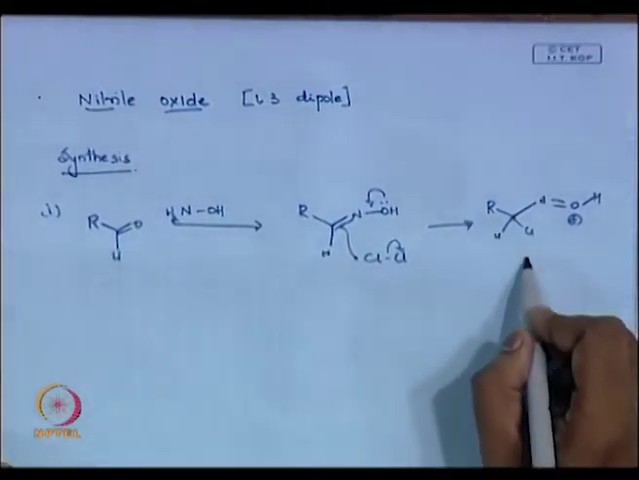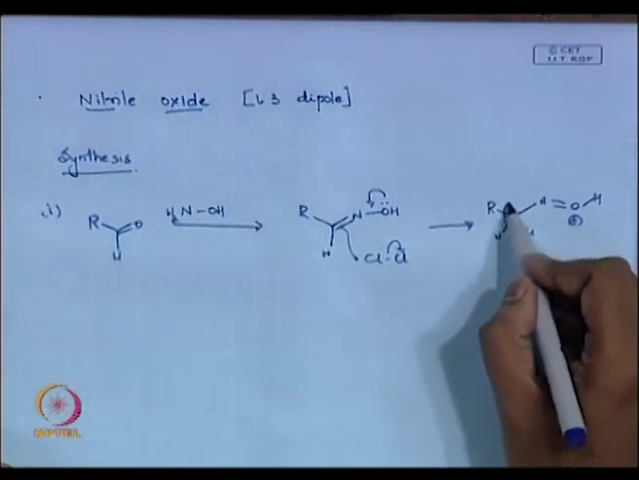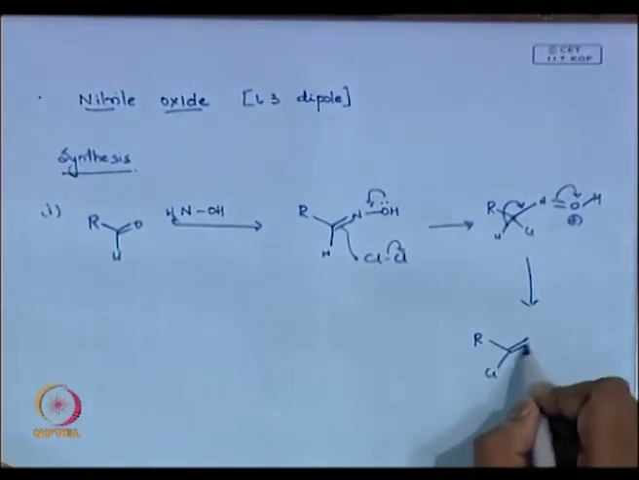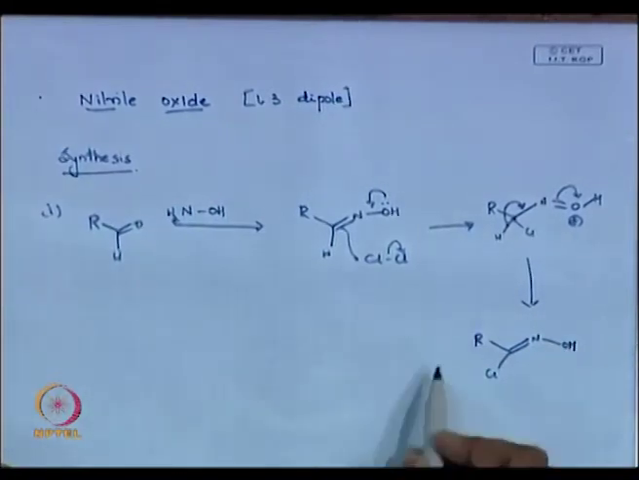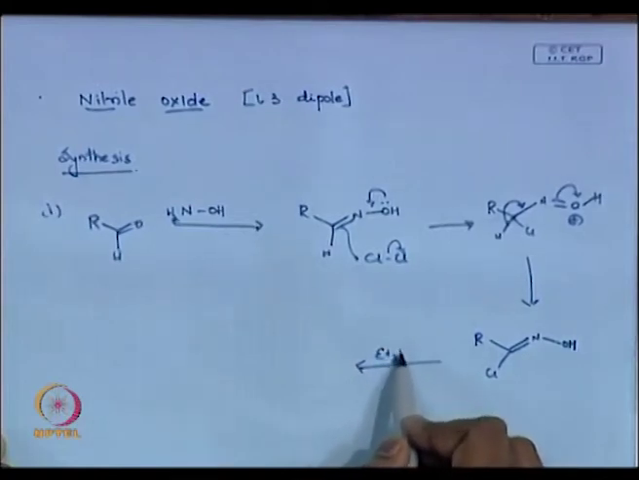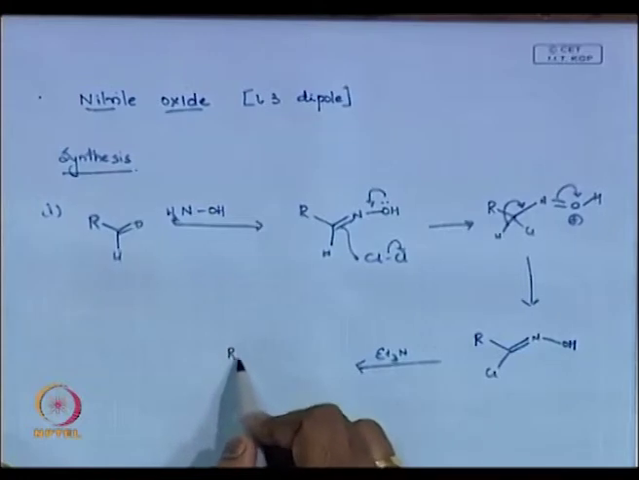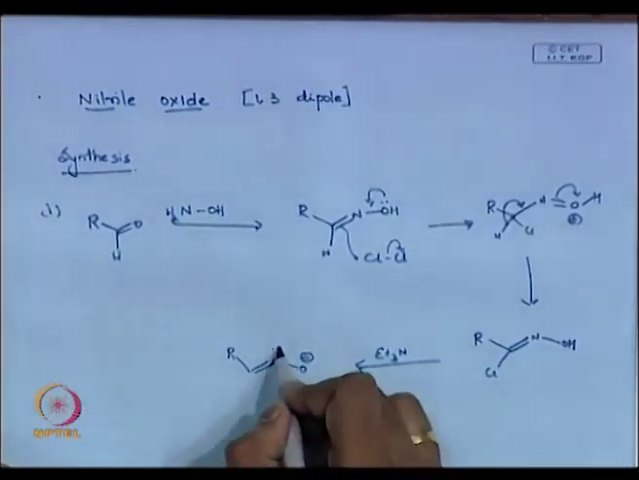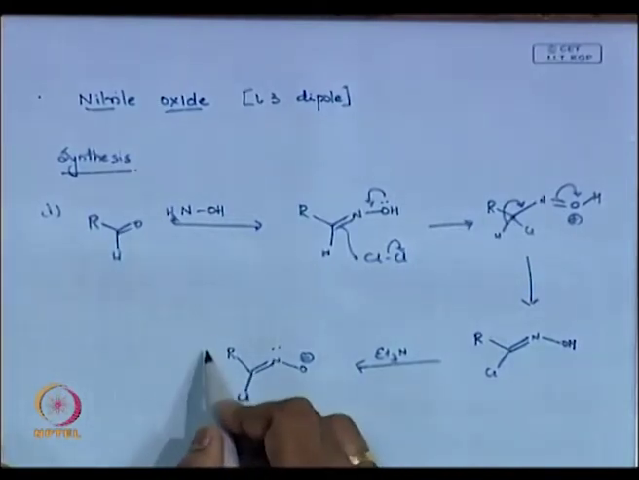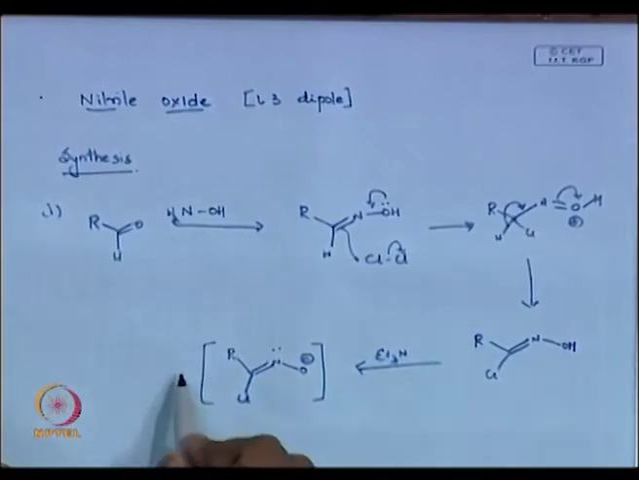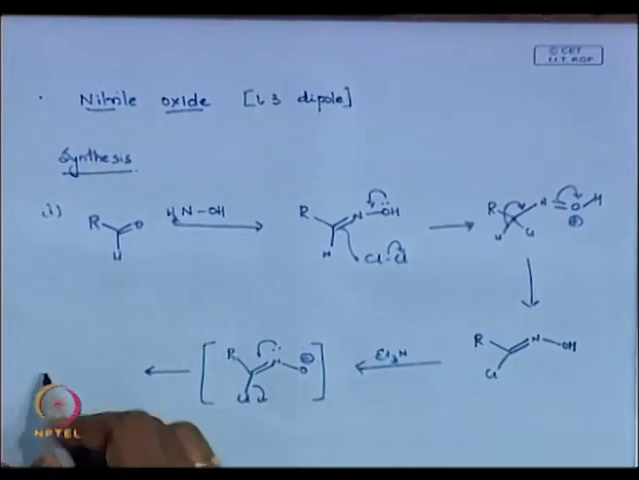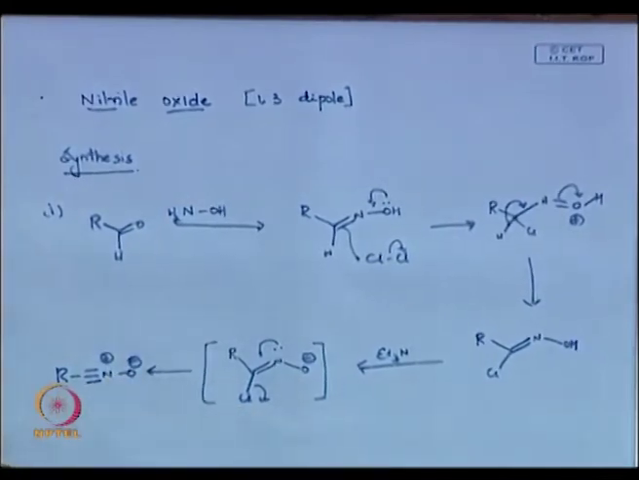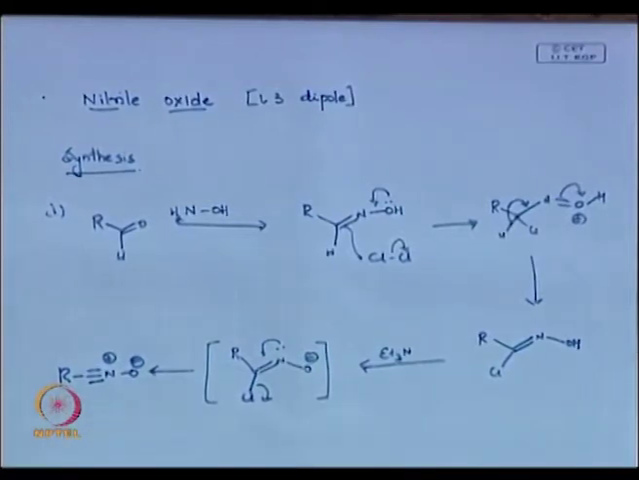Fine, and this can give you R Cl double bond N OH. If you have a little bit of triethylamine and you do this reaction, then that can abstract your proton, creating O minus with your Cl. This can then leave your Cl, giving you R N plus and O minus. So, you can synthesize your nitrile oxide like this, right?